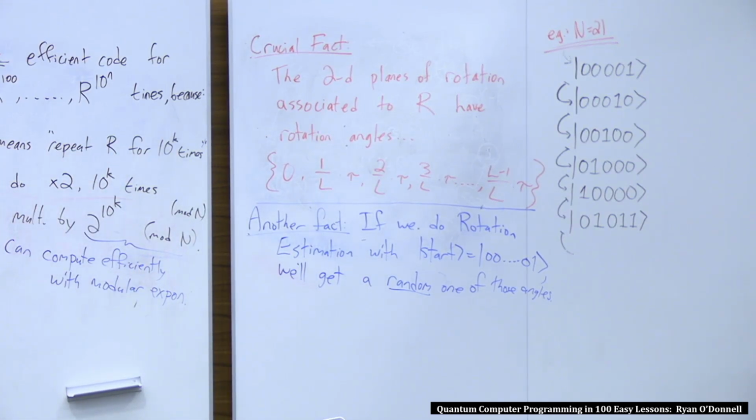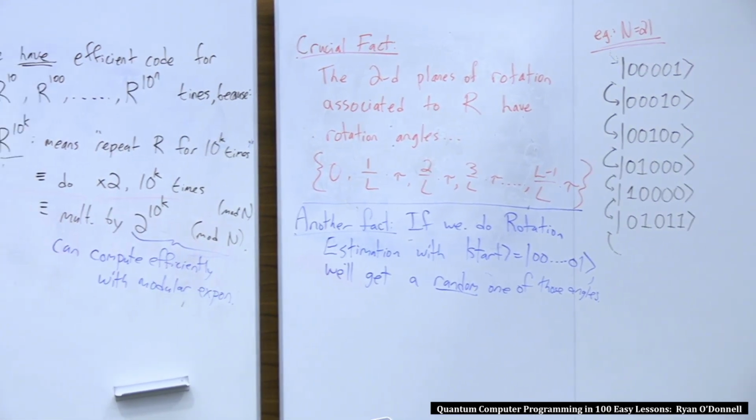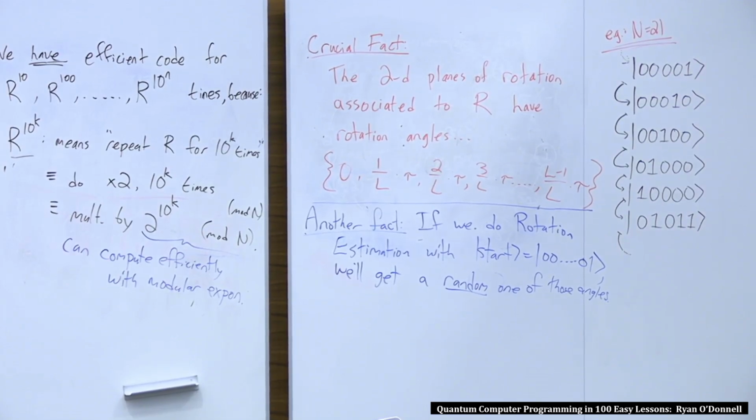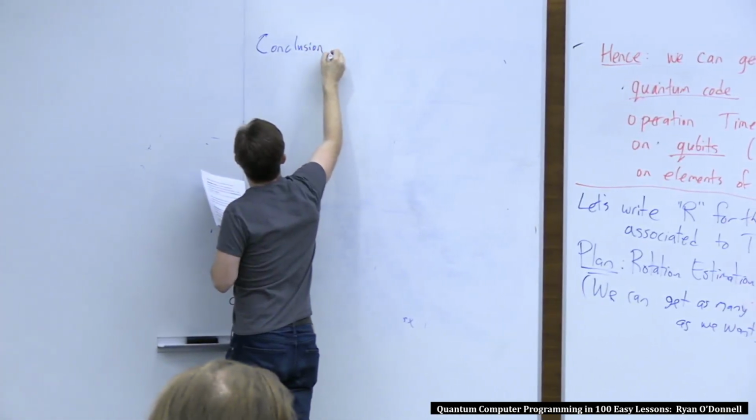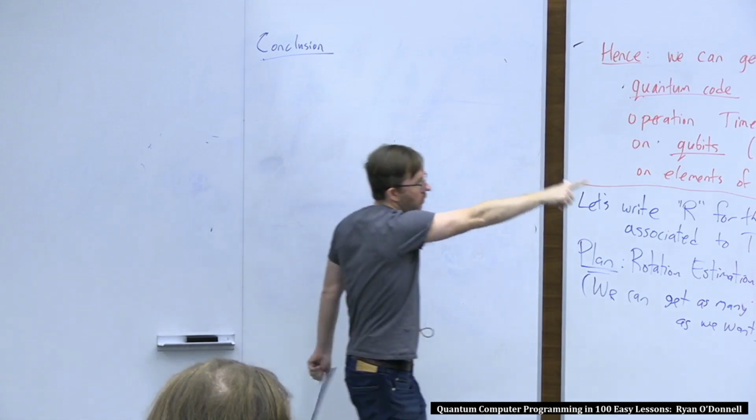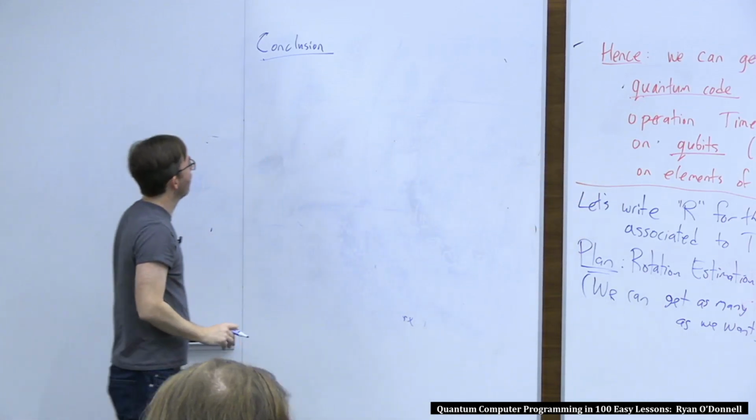It's kind of like making our life harder than we hoped. We were hoping it would just print out maybe the first one, like 1 over L times 2 pi, and then we'd be like, great. But now it's going to print out a random one of those angles. But that's going to be just good enough. So, conclusion. These two things we're going to talk about in the next lecture.